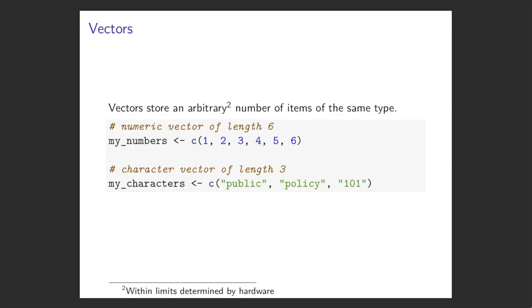So what is a vector? It's a store of an arbitrary number of items of the same type. Here we have two examples. My numbers has 6 numbers, and my characters has 3 characters.